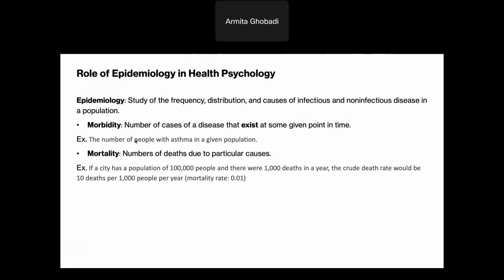Then comes mortality. It is the number of deaths due to particular causes. For example, if a city has a population of 100,000 people and there were 1,000 deaths in a year, we're going to say the mortality rate is going to be 10 deaths per 1,000, or let's say 0.01. That's going to be the mortality rate.